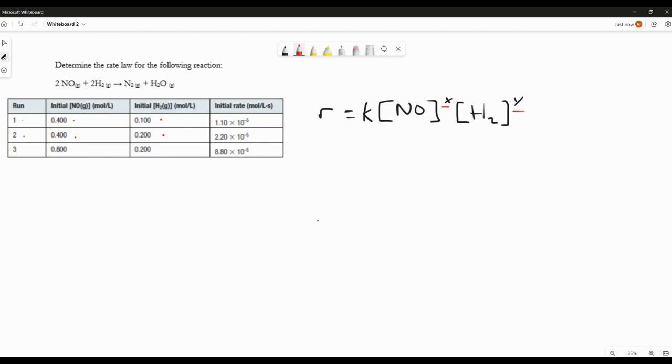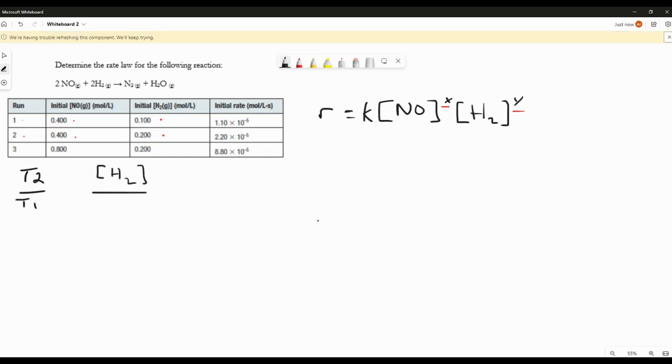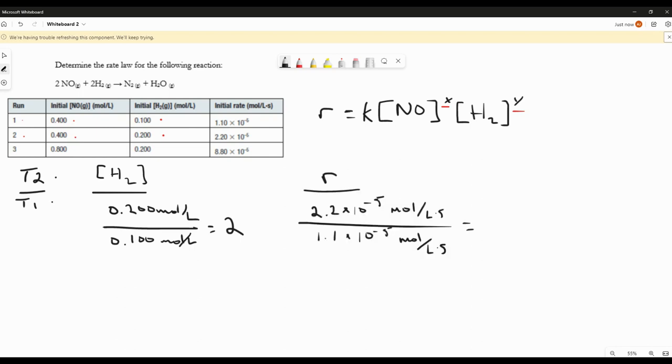So let's start off by looking at a ratio of trials 2 to 1, only focusing on the concentration of H2. The first thing we're going to do is look at what factor the concentration of H2 changed by. So I'm going to do trial 2 divided by trial 1 for the concentration of H2. We can see that from trial 1 to trial 2, we have doubled the concentration of H2. Now let's look at how the rate changed in response. Once again, I've done a ratio of the rate in trial 2 divided by the rate in trial 1. And we see that the rate also doubled.